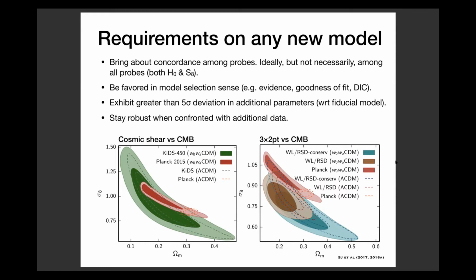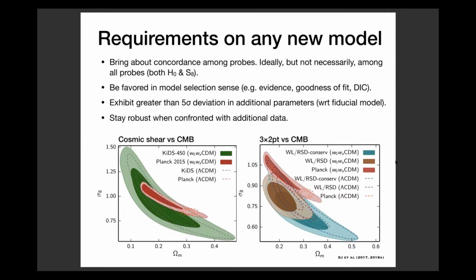We also want the model to exhibit greater than 5 sigma deviation in the additional parameters of the model. So if we're introducing, for example, an equation of state, and we claim that this is alleviating tensions, then we would like to see the equation of state to be different from the fiducial expectation. And then we want the new model to stay robust when confronted with additional data.